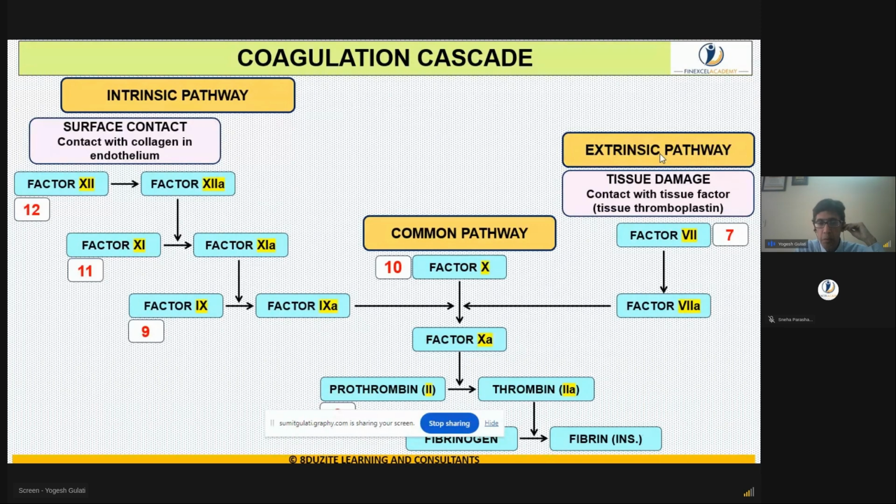So the best approach is to block either factor 10 or factor 2. All the drugs which we will be subsequently discussing will block either factor 10 or factor 2, because the common pathway has to be blocked for clotting to be entirely blocked. So this is the clotting factor overview. I just wanted to highlight that all the drugs act on either factor 10 or factor 2 or both, because that is the center and the common pathway.